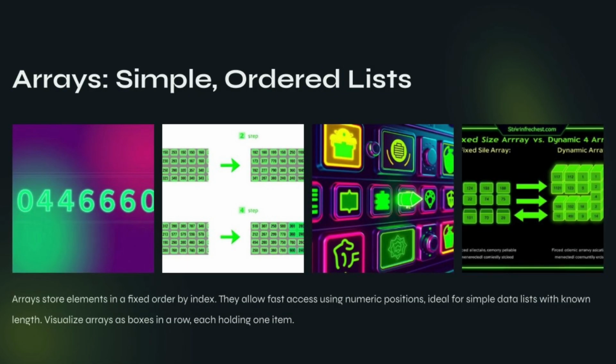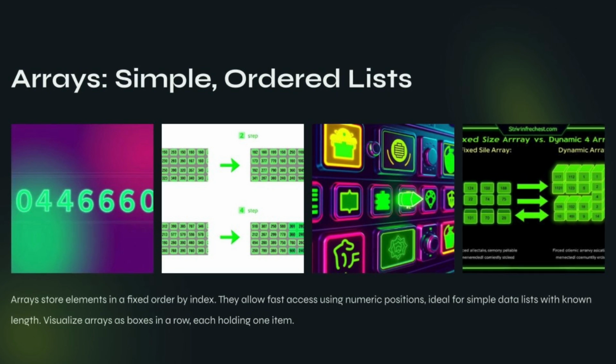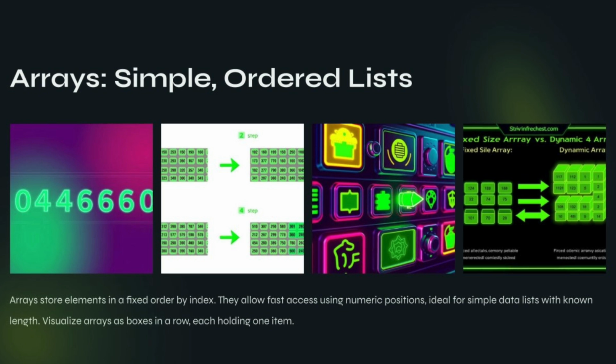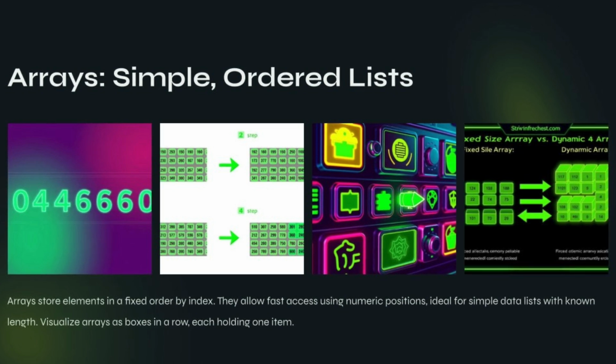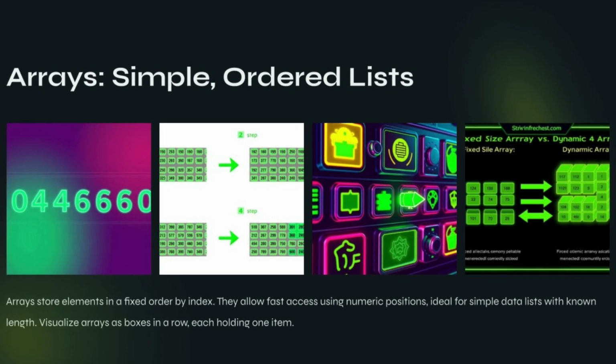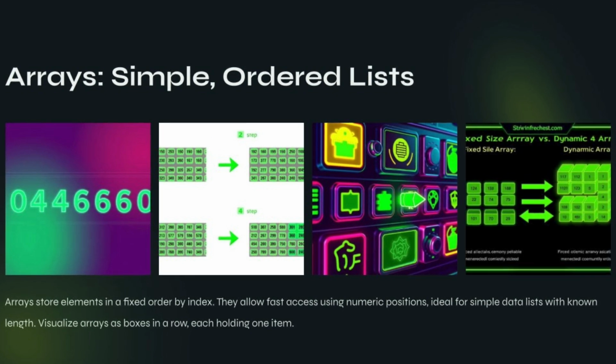Alright, let's talk about one of the easiest and most commonly used data structures, the array. So, what exactly is an array? Think of an array like an egg carton. You have a row of boxes and each box can hold one egg. In programming, each box is a container for data and all the boxes are stuck together in a row.